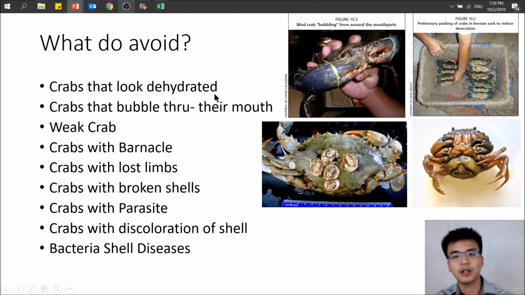Crabs with parasites, this is what a rhizocephalan barnacle looks like. Discoloration of shell and shell diseases. This is a typical crab that has shell disease. The bacteria will actually eat into the shell and perforate it, and then you have secondary infection either from fungus or some other bacteria that infects the crab.